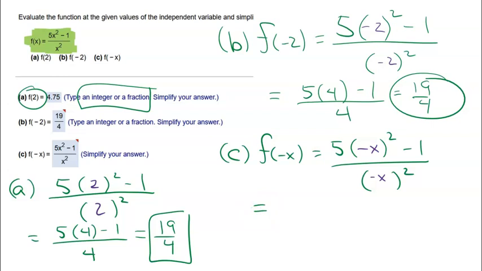Now, the next thing I'm going to focus on is simplifying this negative x squared here and this negative x squared here. Okay, now what is negative x squared? Well, it's negative x times negative x. Now we know a negative times a negative is a positive, right? And we know x times x is x squared. So that's going to give me 5x squared, parentheses aren't needed anymore because I handled the reason they were there, minus 1 over x squared.